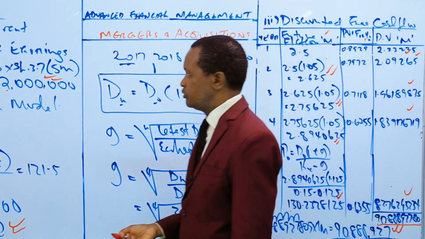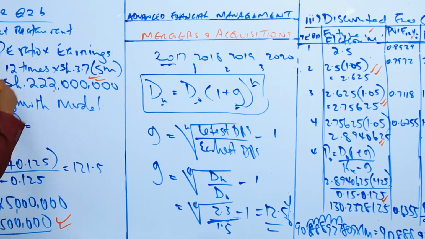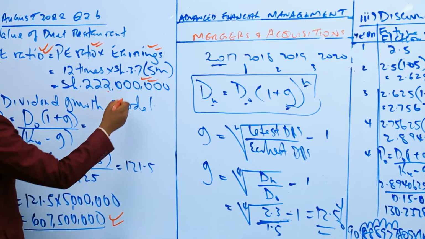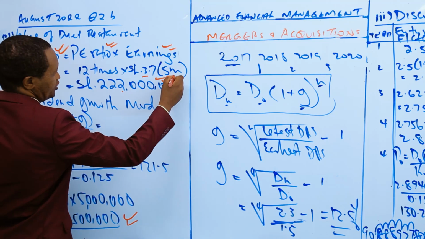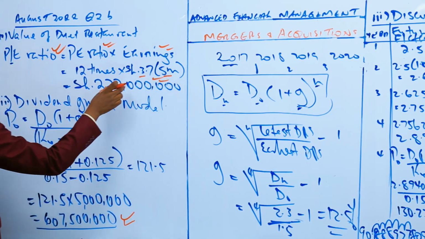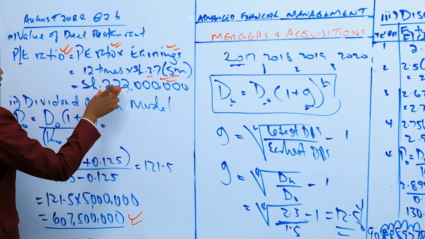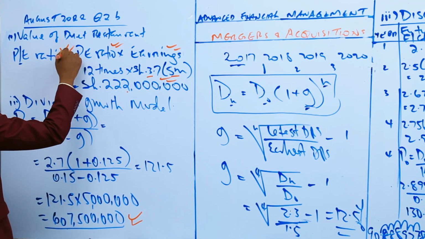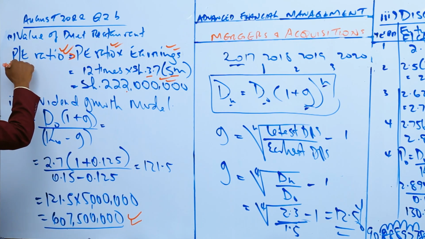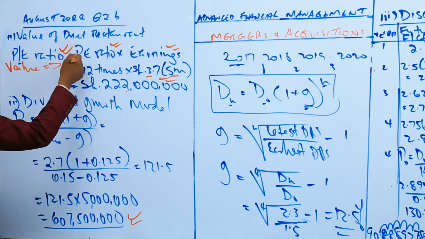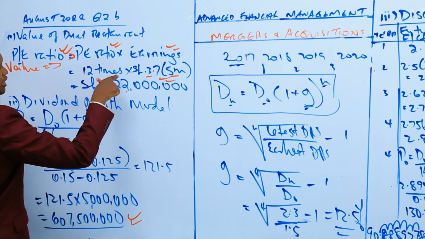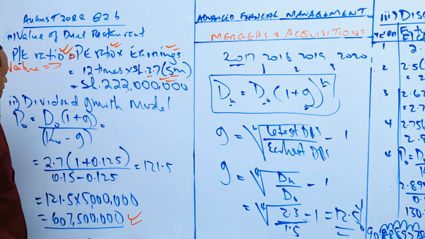As for the PE ratio, we simply take the PE ratio and then we multiply by the earnings. The question gave the earnings per share, then we multiply by 5 million to get the total earnings. When you apply the PE ratio on the total earnings, that will give you the value of this target company using the PE ratio. So value of the company using the PE ratio is equal to PE ratio times earnings, which is equal to 12 times 3.7 times 5 million.